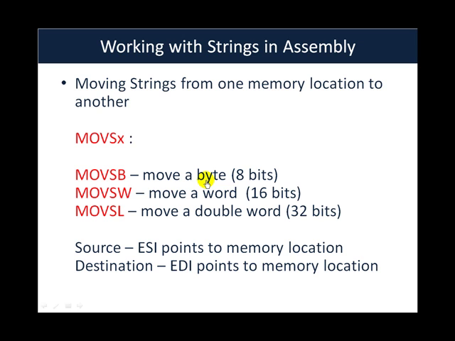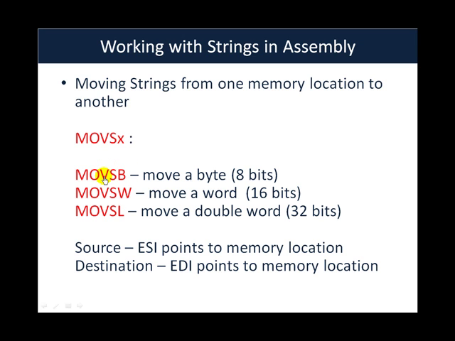Now there are three different kinds of instructions for movs. The first is movsb, which is to move a single byte. The other is movsw, which is to move a word, which is 16 bits. And the final is movsl, which is to move a double word, or 32 bits.